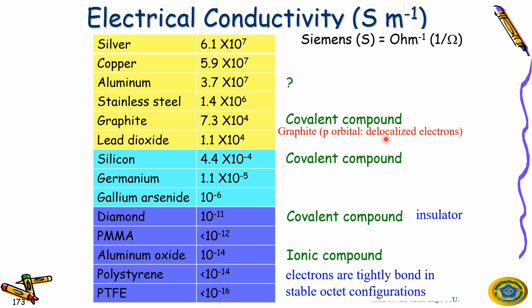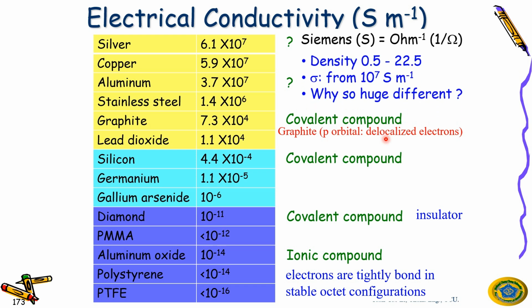How about aluminum? What's the bonding of the aluminum? At that moment, they don't know how to address this bonding. How about copper, or silver? They are very good electrical conductors, but they do not belong to the covalent bond. They do not belong to ionic bond.